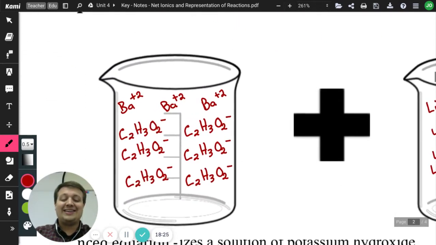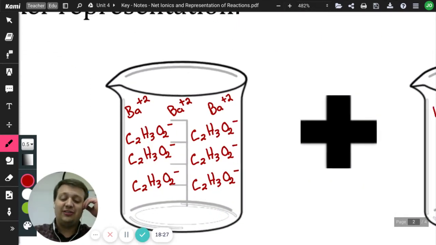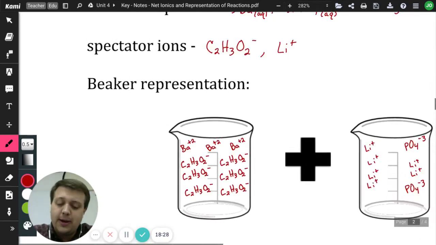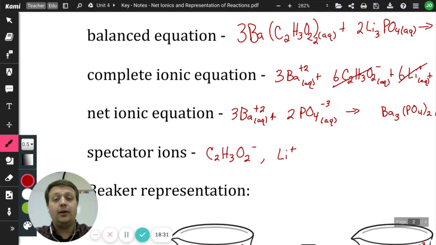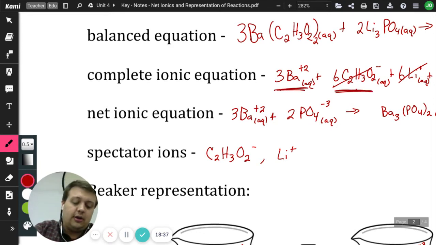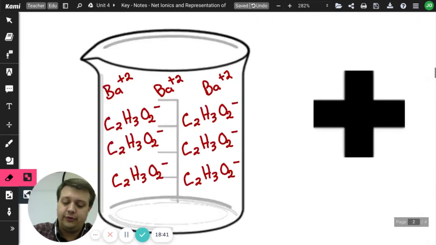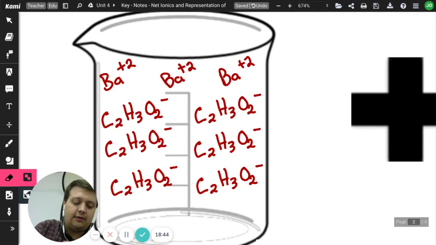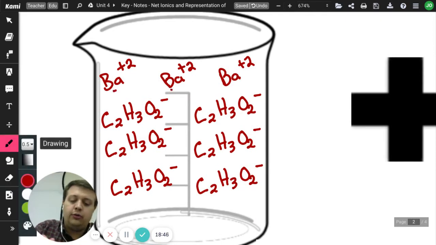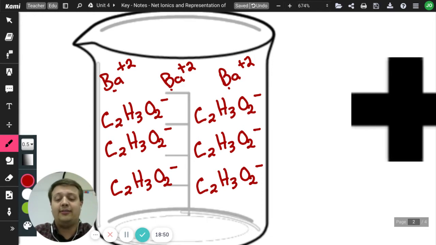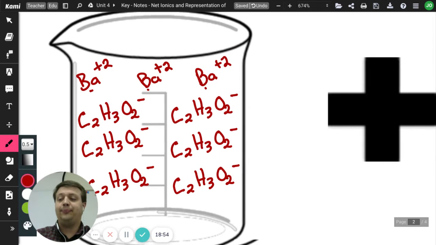All right, then I did my beaker representation. So my beaker representation, if we go back up, I started with barium acetate, right? So I had 3 barium ions and 6 acetate ions. So my beaker representation should indicate that. So coming down here, I have 1, 2, 3 bariums and 1, 2, 3, 4, 5, 6 acetates. So this would be the correct representation for that.